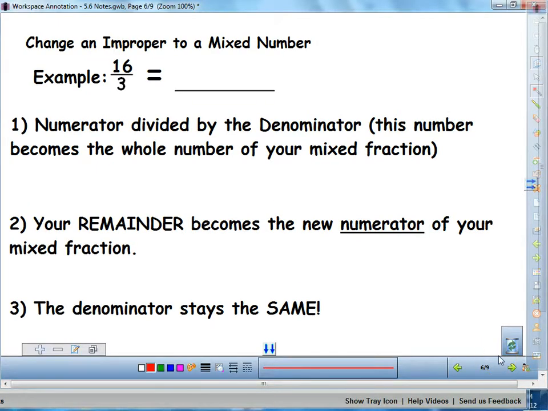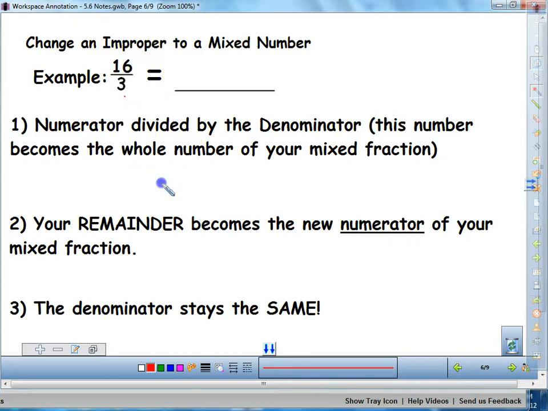So now we need to figure out how to go backwards. Sometimes we're given an improper fraction and we need to change it back to a mixed number. So this is where we need to divide. How many times can 3 go into 16 without going over? We want the maximum amount of times that 3 can go into 16 without going over. Well, let's think about it. 3 times 1 is 3, times 2 is 6, times 3 is 9. 3 times 4 is 12. 3 times 5 is 15. That's as close as I can get to 16 without going over.